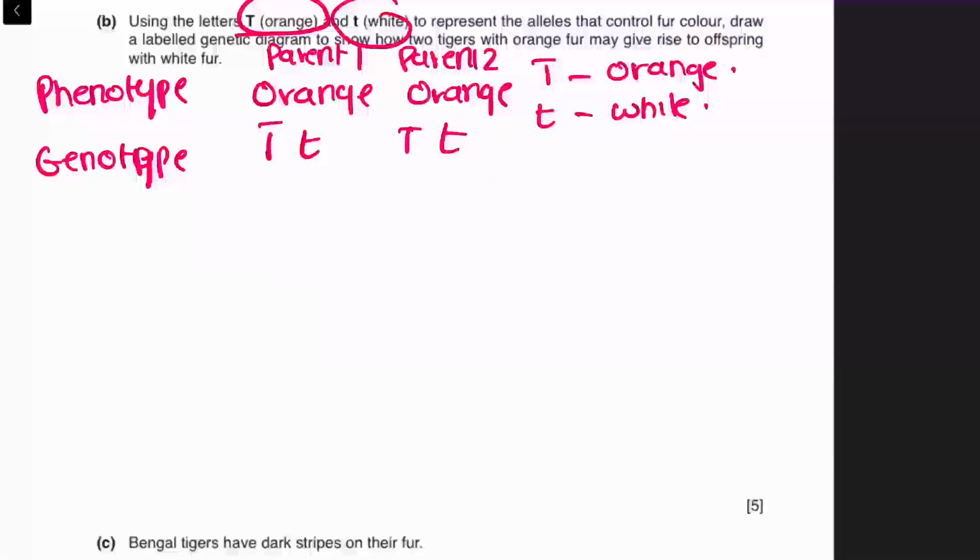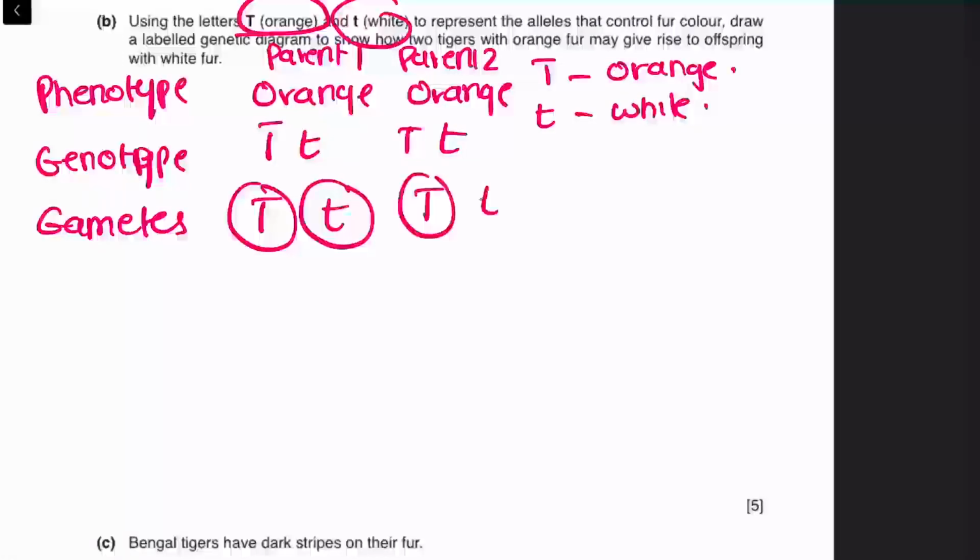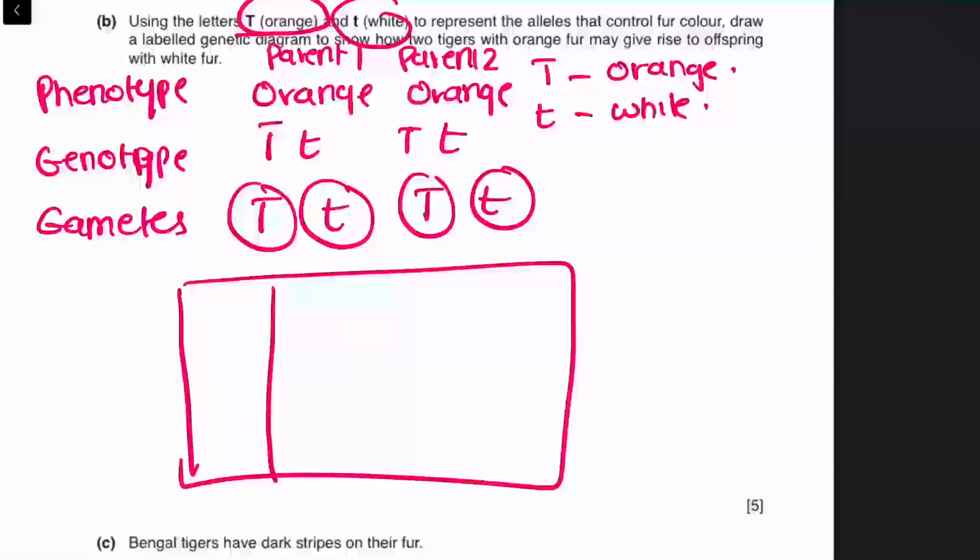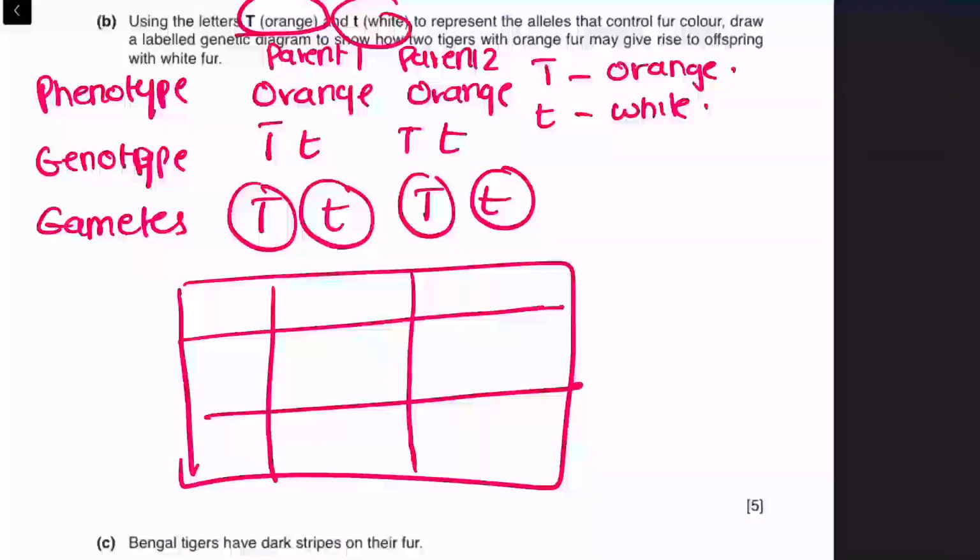So let's draw the Punnett square that shows this. So next one is gametes. How do you draw the gametes? Like that. This is how you draw the gametes. Then you draw the Punnett square. No, never. So let's say now one parent always goes this way. I always tell you, do not confuse. One parent will go this way, so I'll put parent 1 like this. Parent 2 will go like this. Then I start filling in the box.